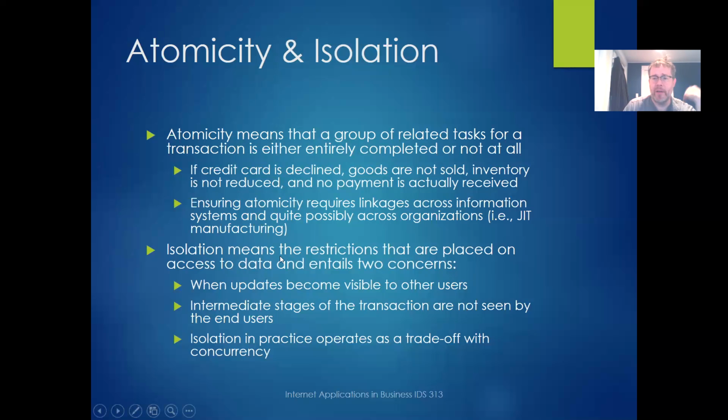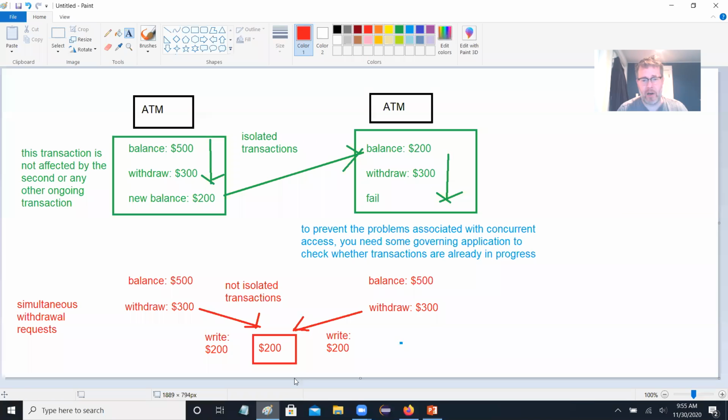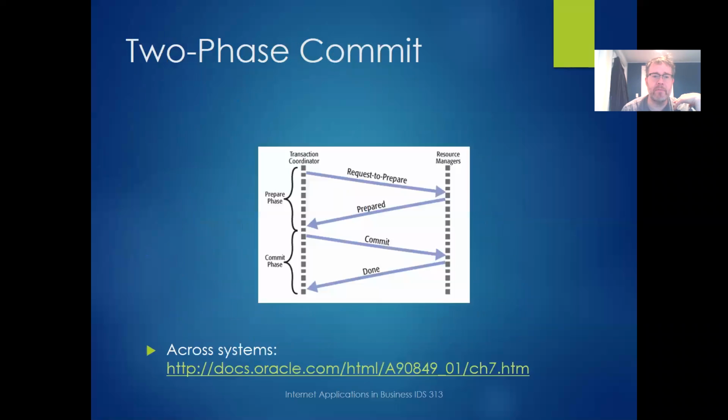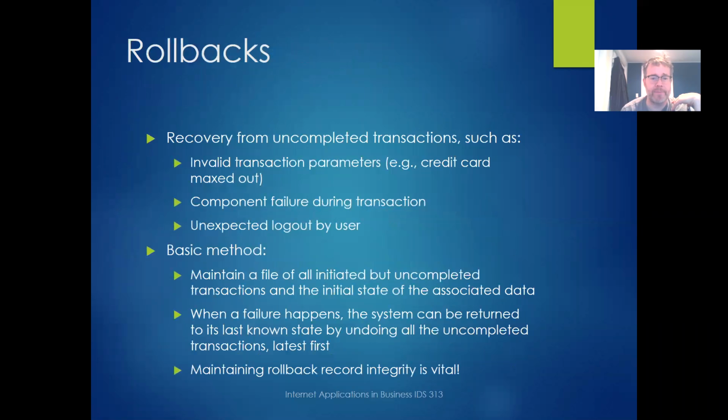So isolation is all those restrictions placed on access to data. There are big concerns. Number one, when updates become visible to other users. In an isolated transaction, you only see the initial state or the final state of the transaction. You don't see any of the intermediate states where the transaction is half finished, like in our paint case, where both sides could see, oh look at that, we're accessing it in the middle. It would have to be like the green box on top: the whole transaction goes through before anybody else can access that same data. Anyway, in practice, isolation is a trade-off with concurrency. You can't get both. We'll talk about that now, I guess, because I don't have a space for that later.